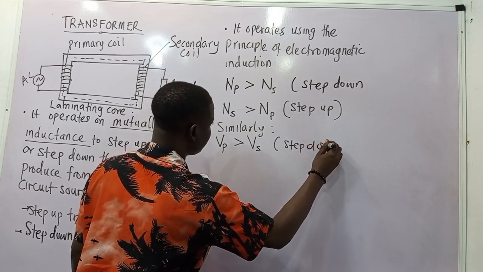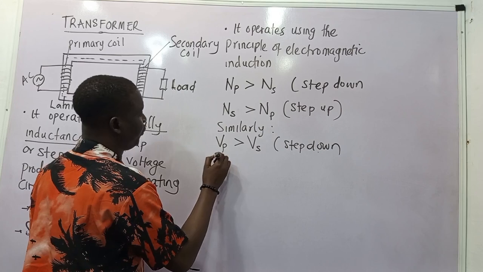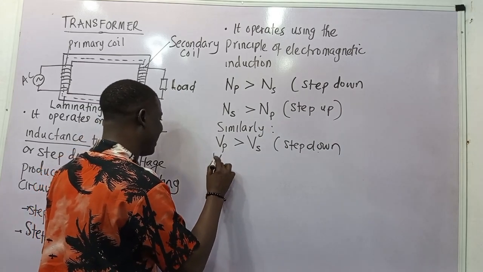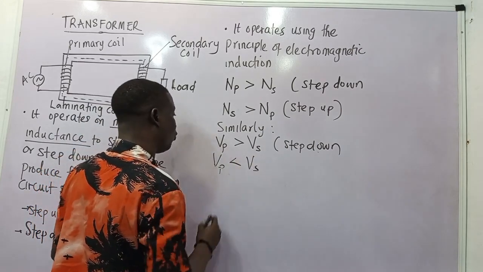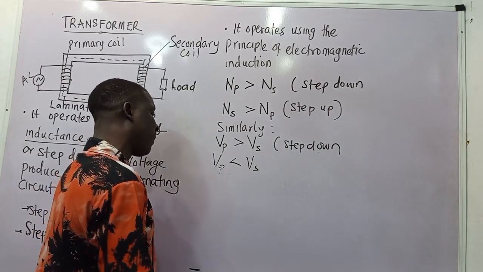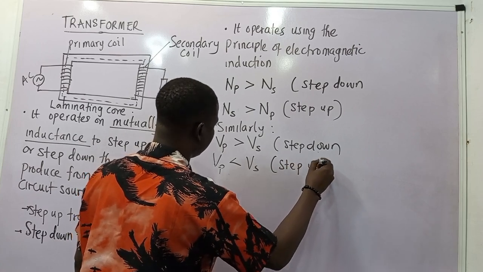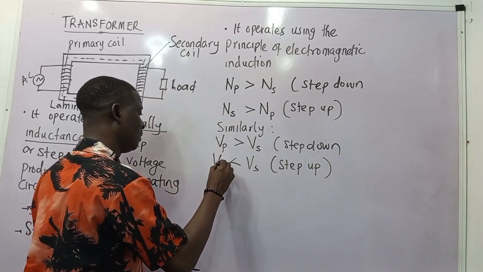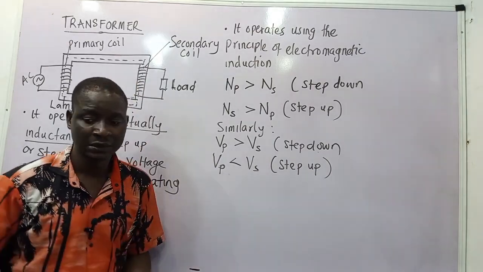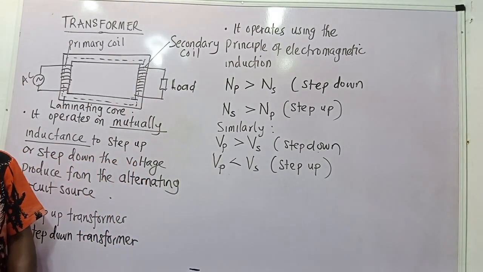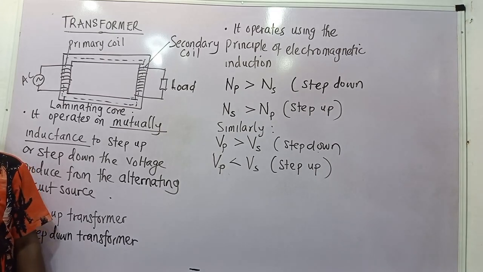Step down. But when VP is less than VS, we call it a step up. Step up. So this is a step up transformer and a step down transformer.